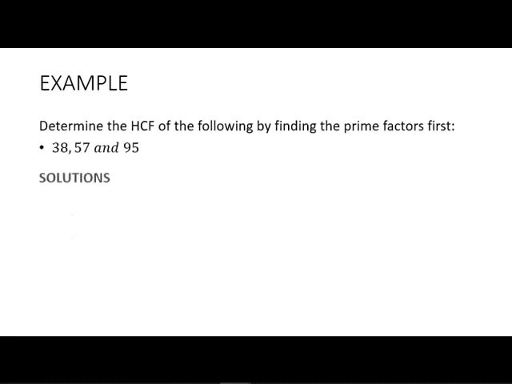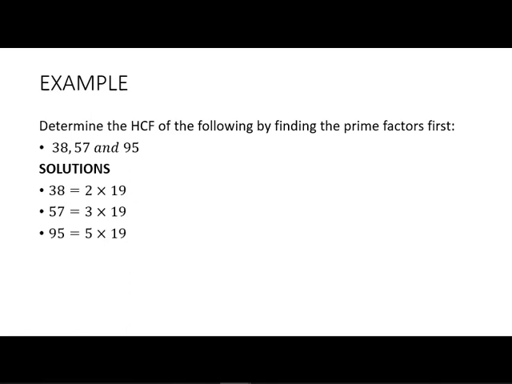Prime factorize 38. 38 will simply be 2 times 19. 57 will be 3 times 19. And 95 will be 5 times 19. The only common base here is 19. So that will be your highest common factor.